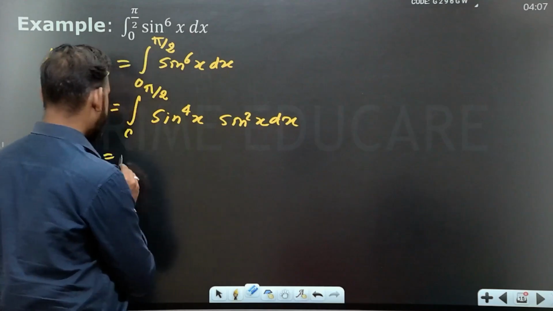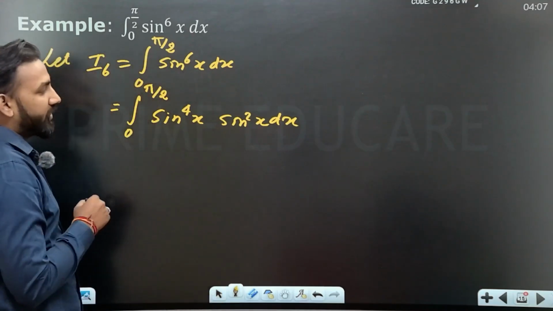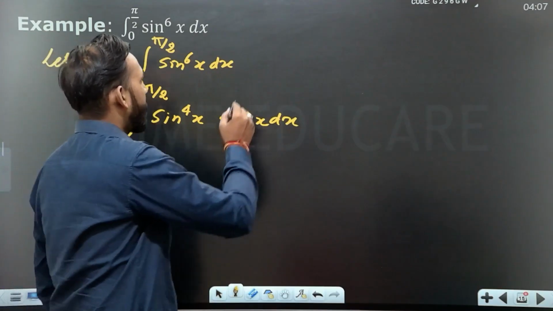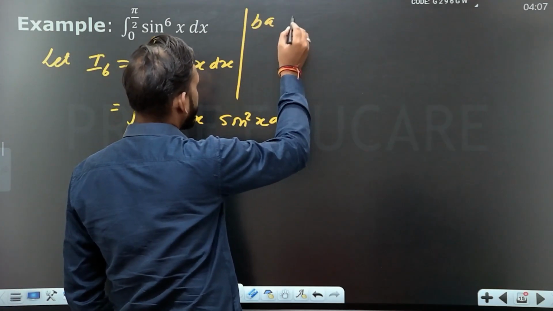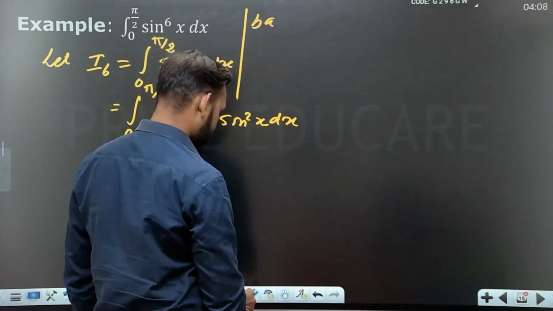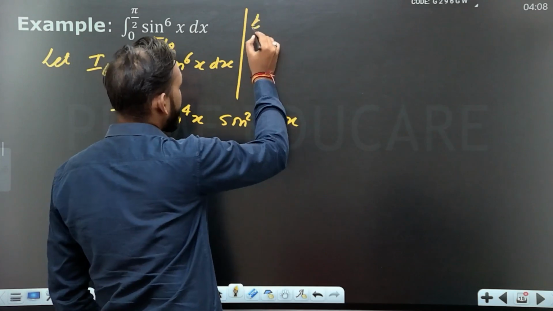and the method is integration by parts. And what is integration by parts? We do this integration by parts.